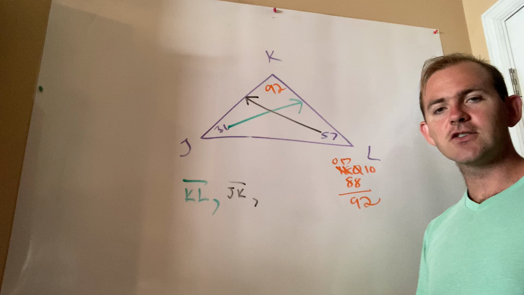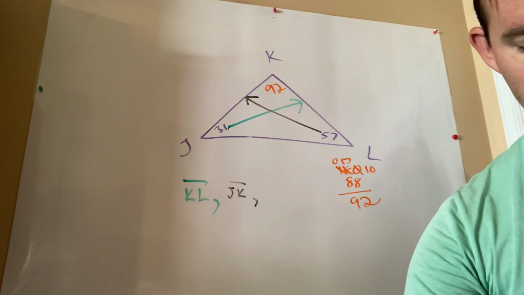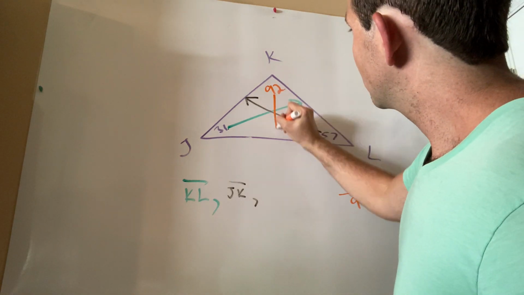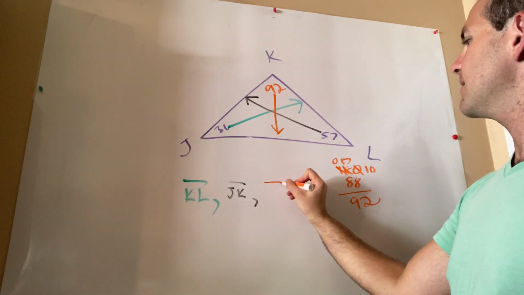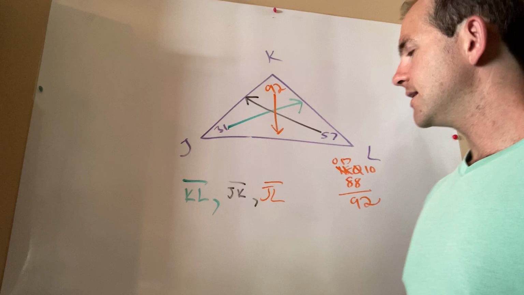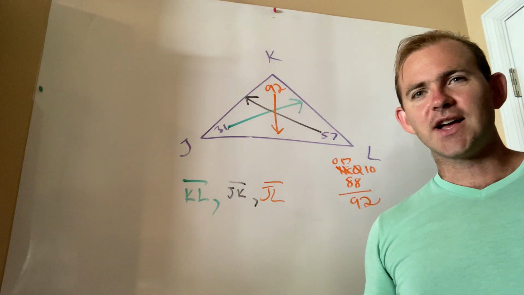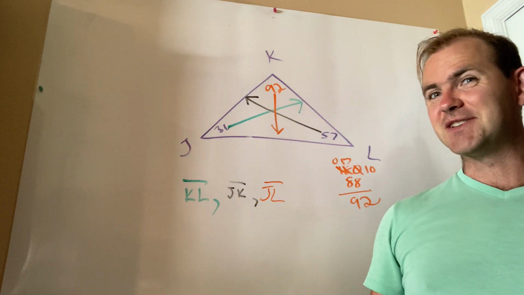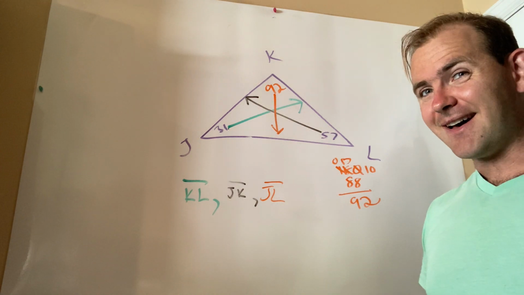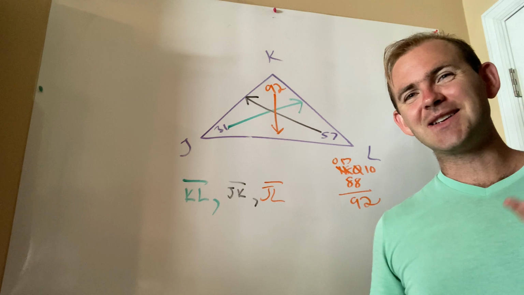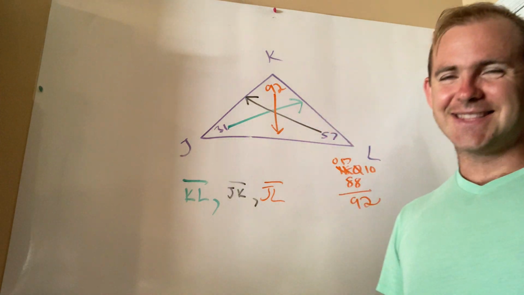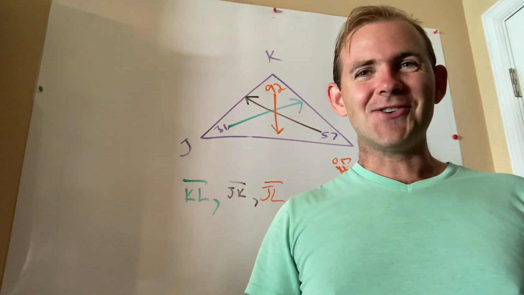And last but not least, what's the biggest angle in the triangle? Well, that would be the 92. And what is that across from? It's across from JL. So, in a nutshell, big angles mean big sides, small angles mean small sides, big sides mean big angles, and small sides mean small angles. All right? So for once, this is exactly how it should be.